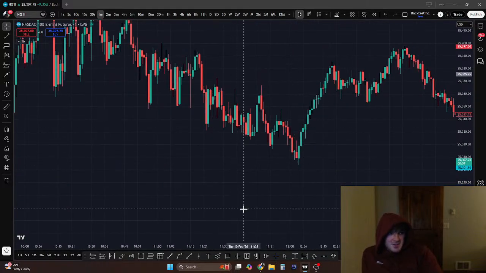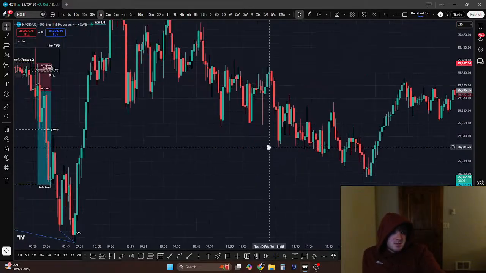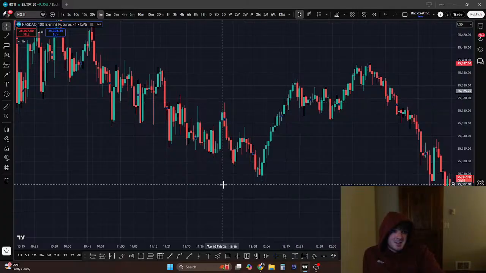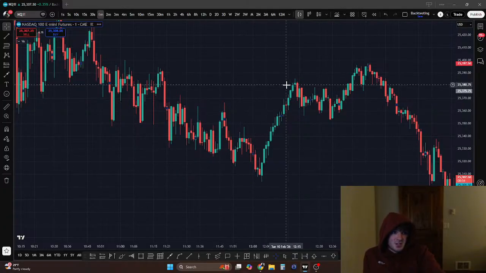That was a nice inversion right there. I don't feel like back testing that one, but that was nice. Not much else to say other than that was nice. Just inversion up to that high.